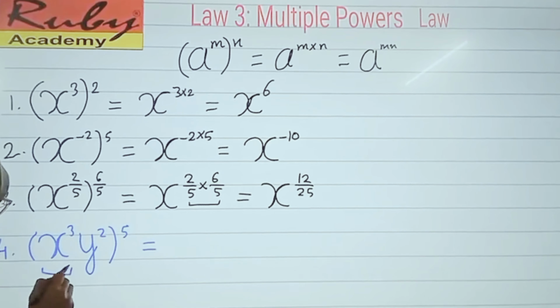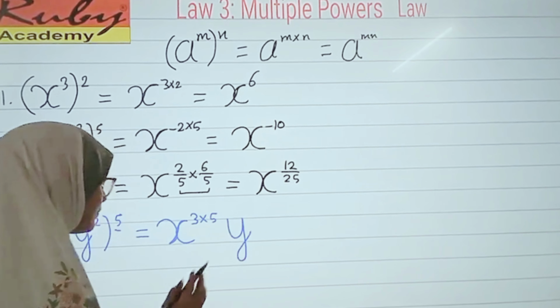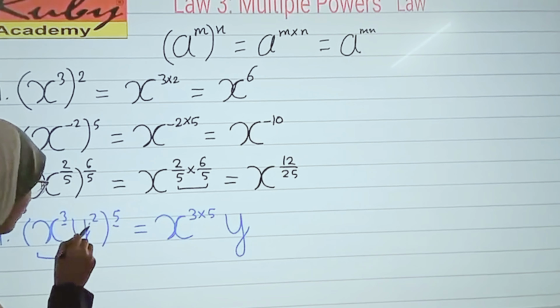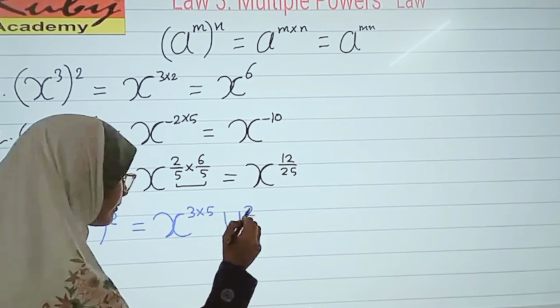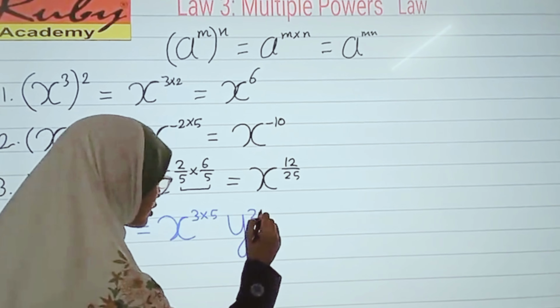So first let's multiply for the x. x has its own power, which is 3. So we take 3 here, and the whole bracket is being multiplied by 5, so you do into 5. Okay, so now y. y has its own power of 2. So let's write 2 here. And the whole bracket is being multiplied by 5, so it will also be multiplied by 5.